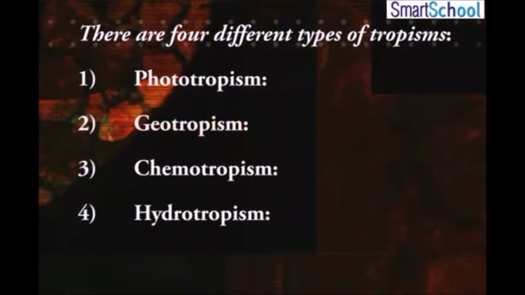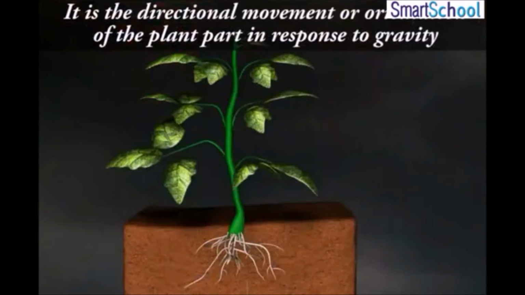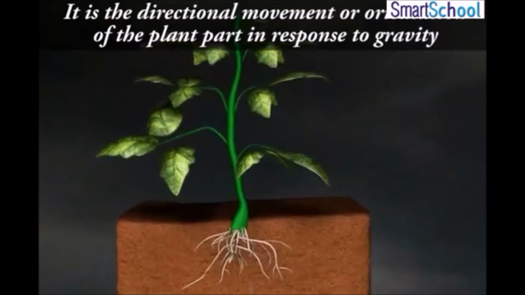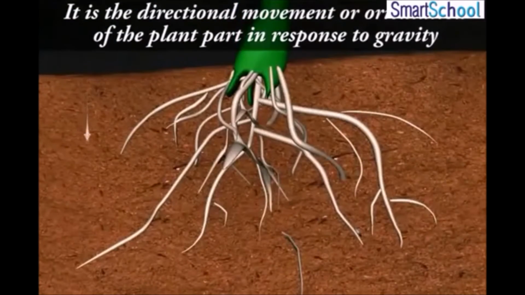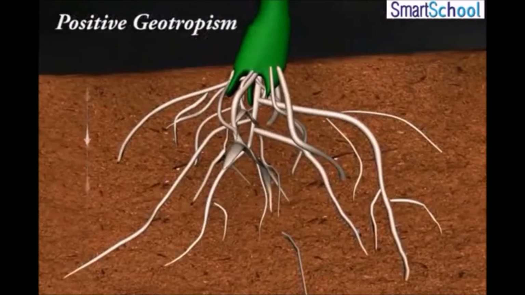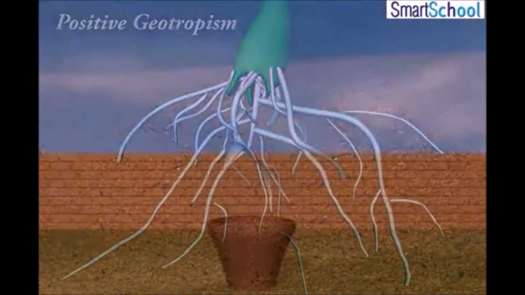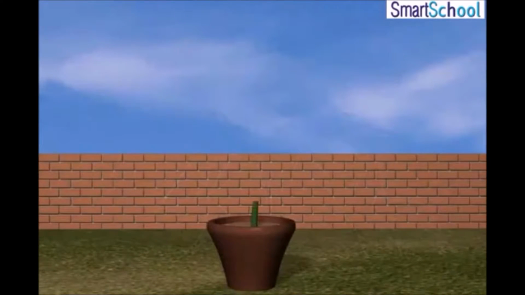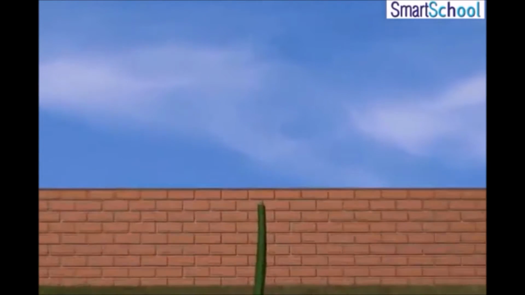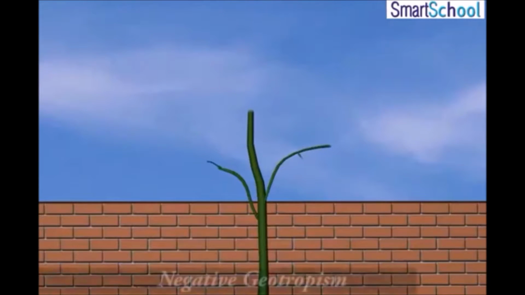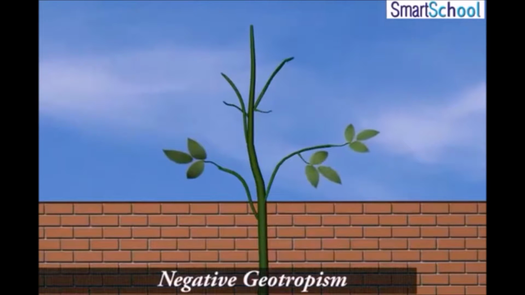2. Geotropism. It is the directional movement or orientation of the plant part in response to gravity. If the plant's part moves in the direction of the gravity, it is called positive geotropism. Alternatively, if the plant's part moves against the direction of gravity, it is termed as negative geotropism.